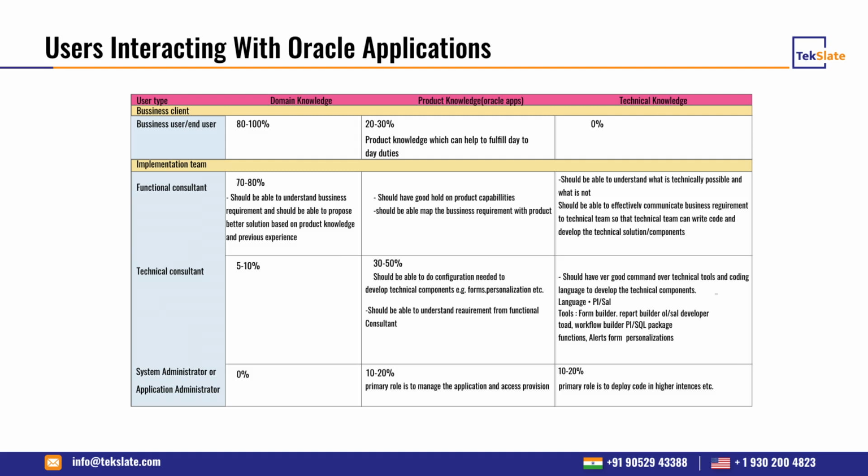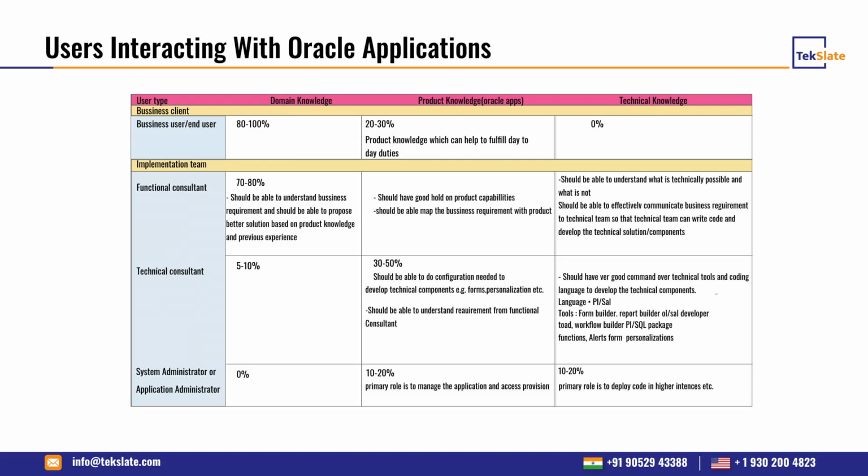As far as the technical consultant is concerned, who is also one of the key roles in the overall implementation team, he doesn't need to be an expert in the domain space. If he understands how recruitment, training, and termination basically happen in an organization or in Oracle EBS in the range of 5 to 10%, that should be good enough for him. As far as product knowledge is concerned, he doesn't need to be an expert in configuration. 30 to 50% should be good enough, wherein he should know how to do a basic configuration for his customization work like forms, personalization, workflows, and so on.